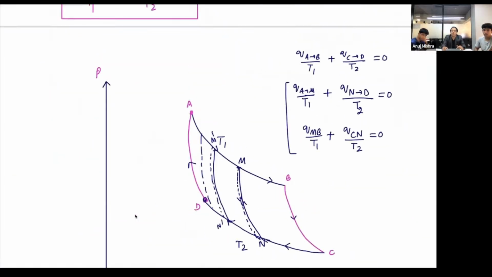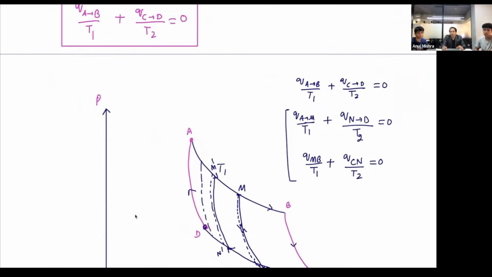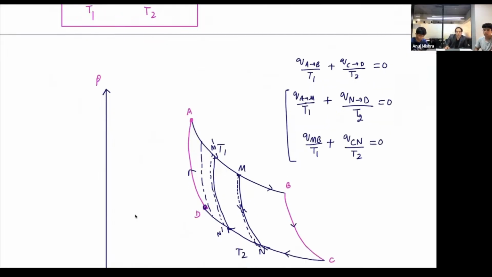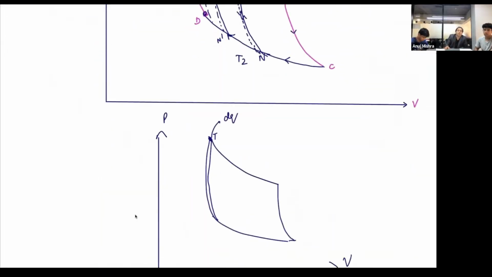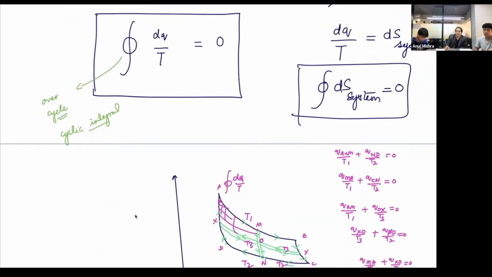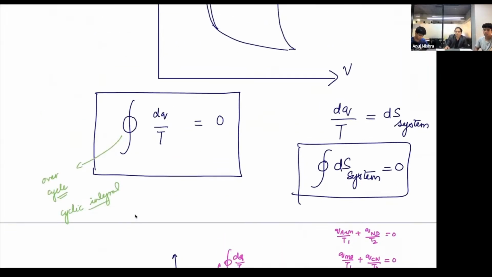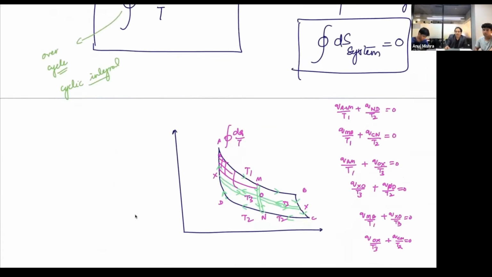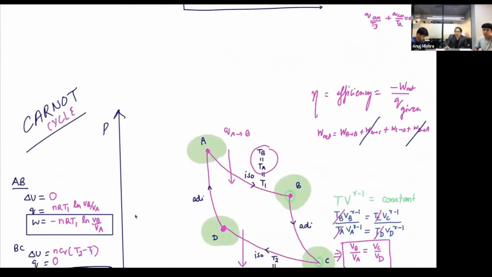Then we take small steps and convert it into dq. If I take q by t every time, we take the smallest element dq at that temperature and put the integral for this whole cycle. So that becomes cyclic integral dq upon t, which is 0. And that gives you ds of the system. Fine. So basically this ds is known as entropy change.